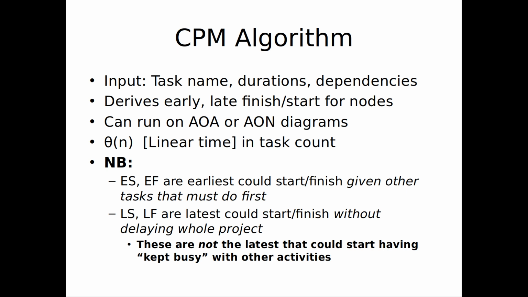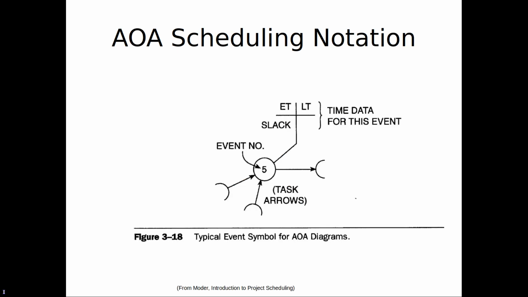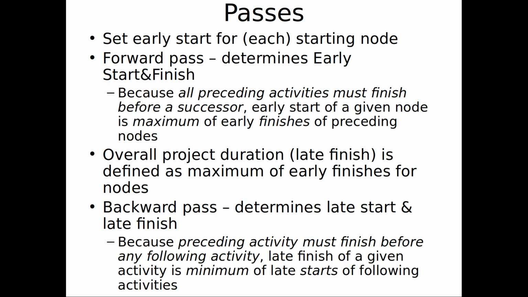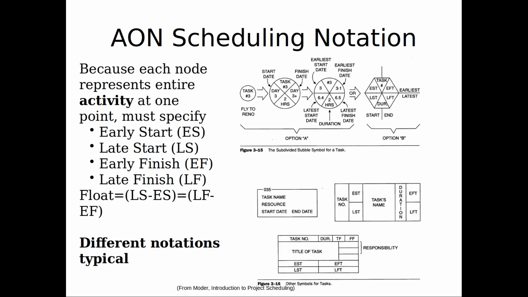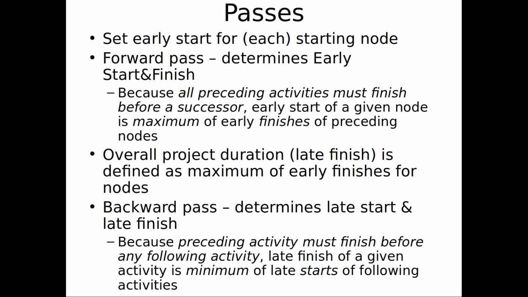The forward pass, the first pass: early start and early finish. The backwards pass, the second pass: late start and late finish. Okay? So there's going to be two passes of this algorithm.